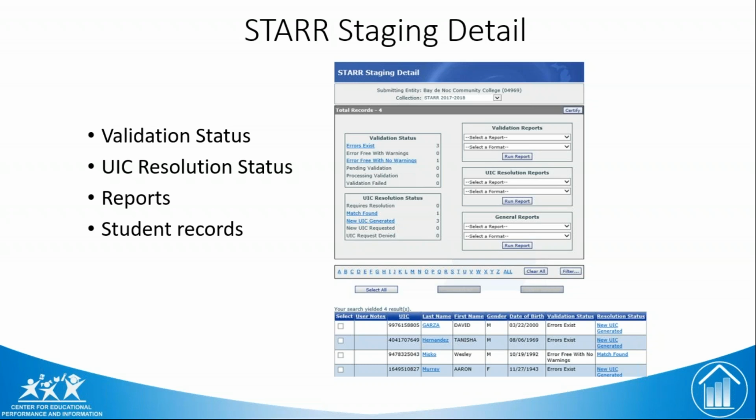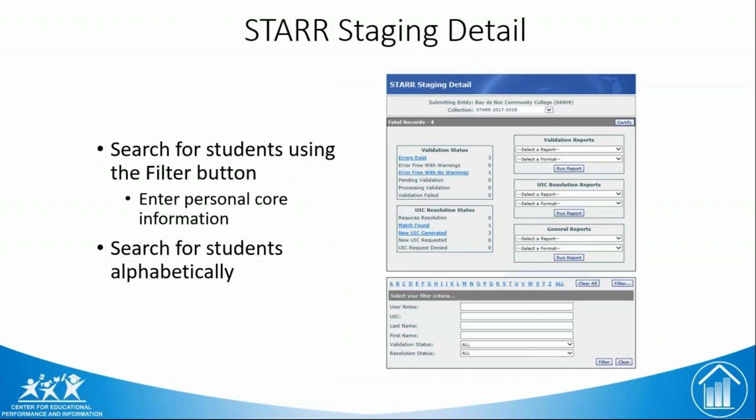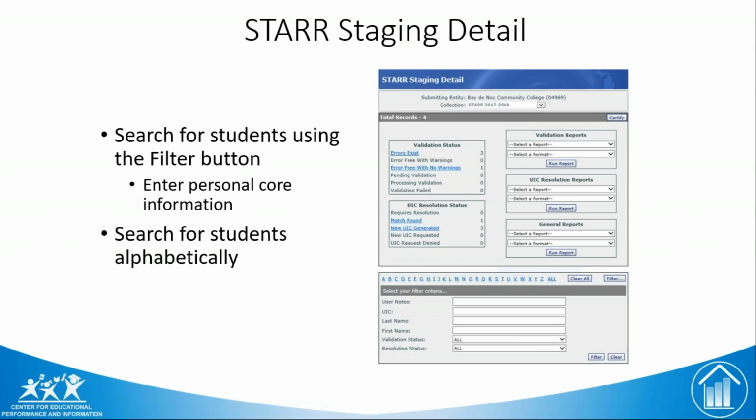There's reports, just like what you have in the UIC collection, that you can look at for your STARR. And then at the bottom, all your student records will be listed. So in the STARR staging details screen, you can search for students using the filter button in the middle there, or you can search for students alphabetically. When you use the filter button, you'll be able to either put in the UIC or the student's last name or first name, and you click filter, and then you'll be able to pull up those results.